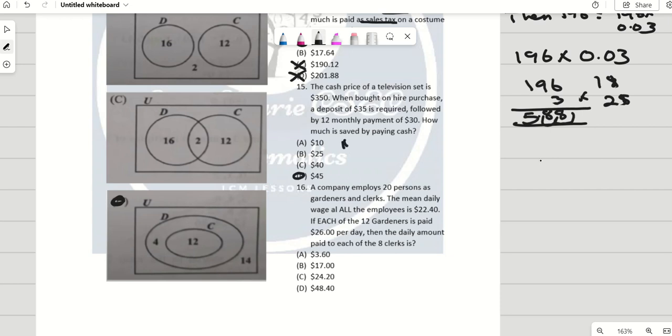For your hire purchase price, you have to pay $35 plus for 12 months, for each month you're paying $30. So it's 12 multiplied by 30. So it's 35 plus 360, which is equal to 395. So if you pay 350 for a television set, right? If you were paying cash, how much money are you saving? 395 minus 350, which is 45. So your answer is D.